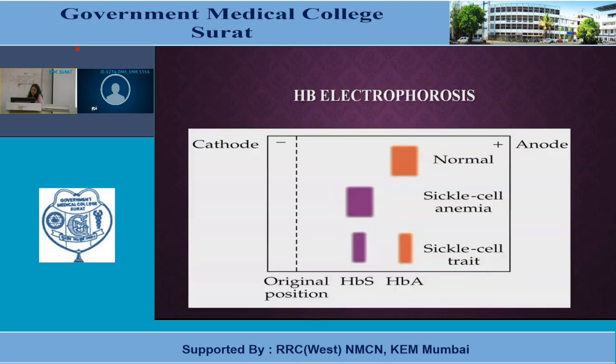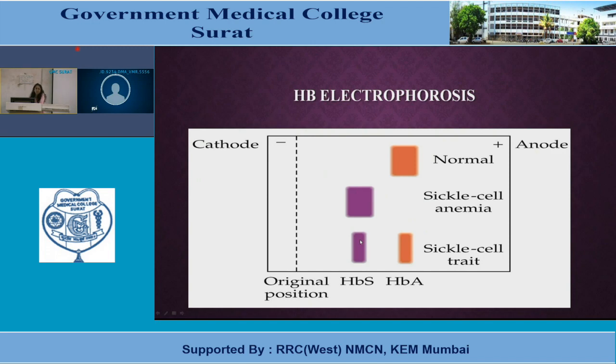Okay, third is HB electrophoresis. Here we can see the cathode and anode. If there is normal HbA, then it's collected on the anode side, so it's normal. In sickle cell anemia, there is less HbA and more HbS, so the HbS band is prominent. In sickle cell trait, both HbS and HbA bands are visible. So if only one band with HbA, then it's normal. If one band with HbS, then it's sickle cell anemia. And if both bands with 50-50% visibility, then it's sickle cell trait.